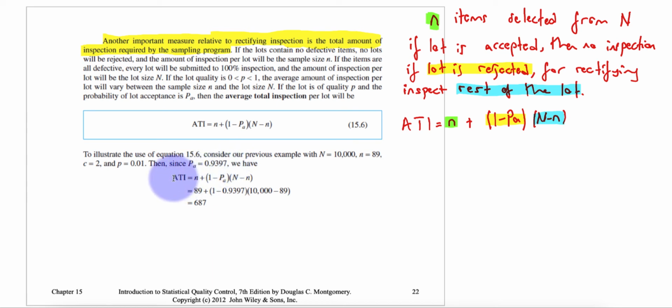Then we can calculate the average total inspection. And here for this example, it is 687. And it looks high, right? Because at the beginning, the sample size is 89, and we have inspected just 89 units, but with the rectifying program, we need to inspect 687 units on average.